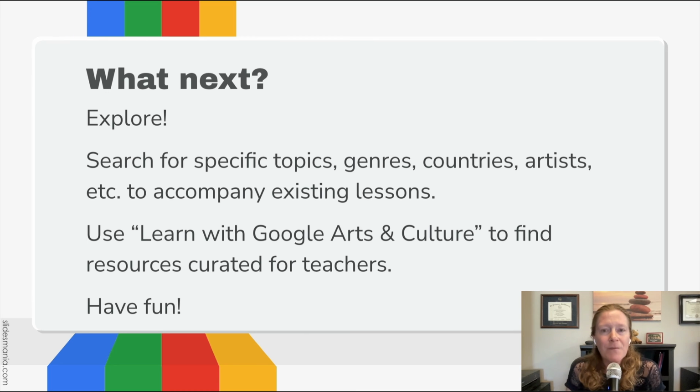So really the next step for you is just explore. Whether that means typing in the search bar whatever the topic is for your upcoming lesson, or looking for a specific country or artist or genre or something like that to go with what you're learning. You could dig into some of the themes, you could dig into collections, the historical figures or historical events. Or if none of that is what you were looking for, just go to the Learn section. Go to Learn with Google Arts and Culture and see if you can find some already created lesson plans that you'll be able to use with your students.